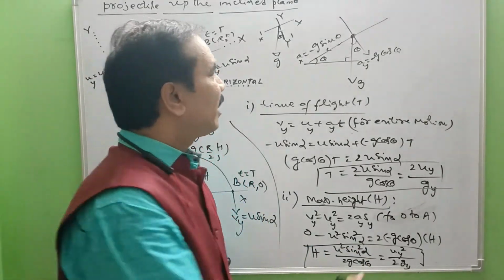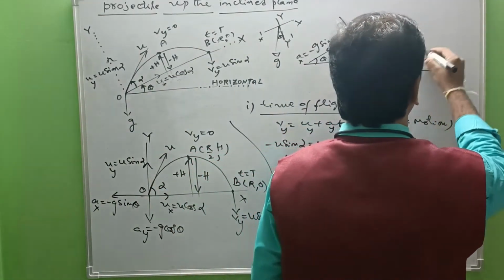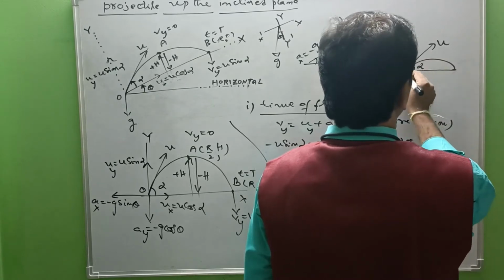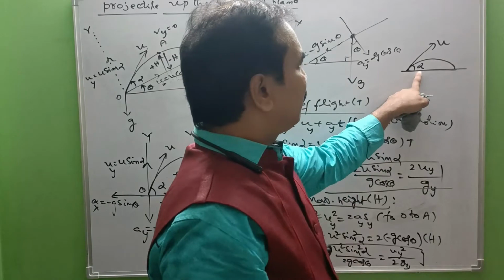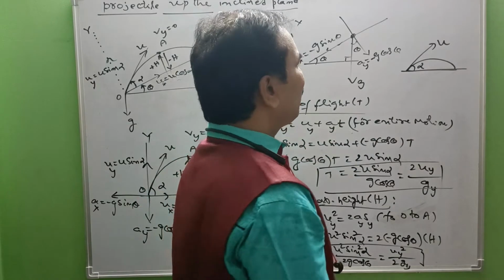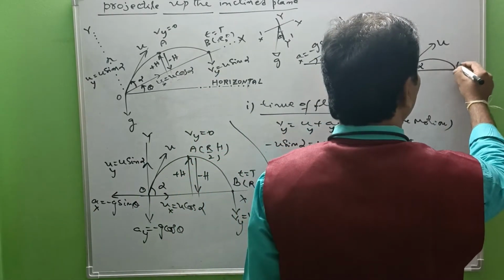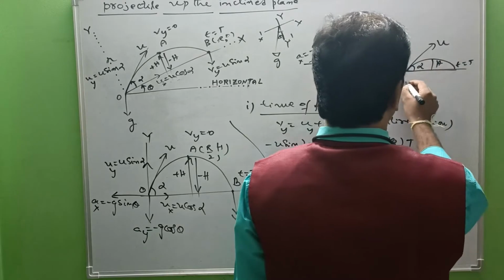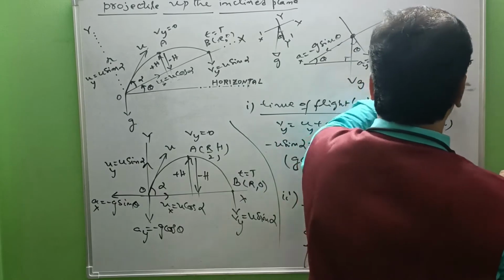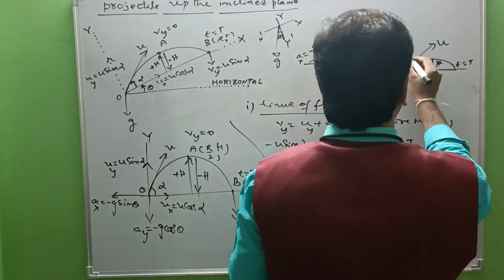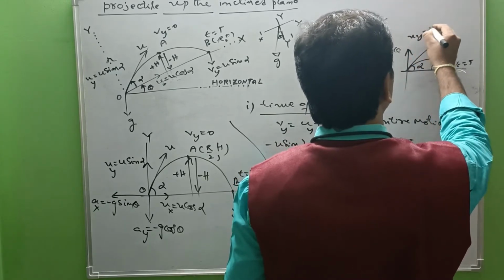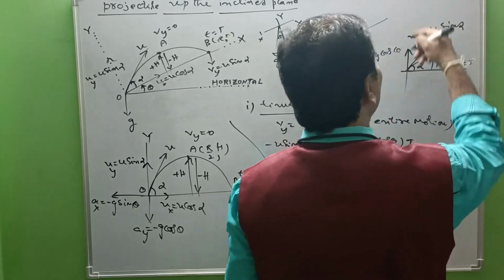Suppose a body is projected from level ground with some initial velocity making an angle alpha with the horizontal. Then what is the time of flight here? Capital T. What is the maximum height here? H. So T equal to 2u sin alpha by g only. Why? Because, along the y-axis, what is the vertical component of velocity initially? That is u sin alpha along the y-axis.